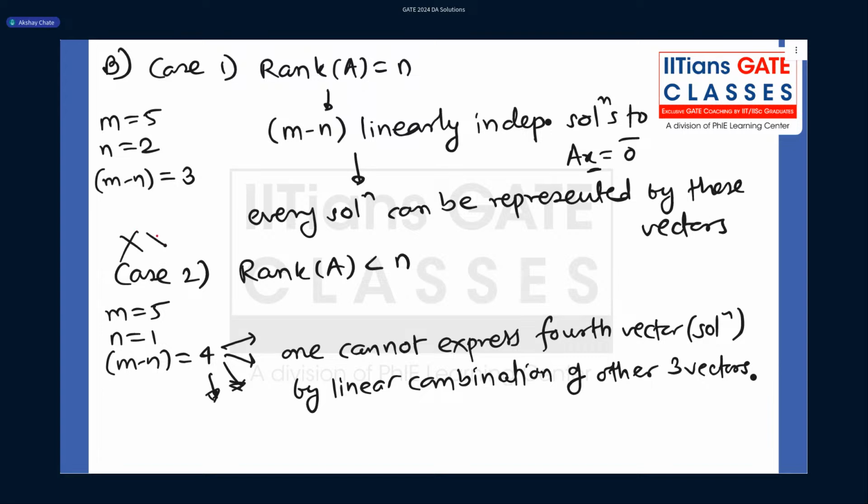So this is the case where this sentence fails. The sentence holds true when your rank is equal to your number of rows, but if your rank is less than the number of rows, option B fails. You can do one exercise. Maybe you can take a matrix something like this: 1 0 0 1 0, 0 1 1 0, something like this. So this is a 2 cross 5 matrix, and here your rank will be 2, and then you can see you'll get 3 independent vectors for the solution of Ax equal to 0, and then it is fine.